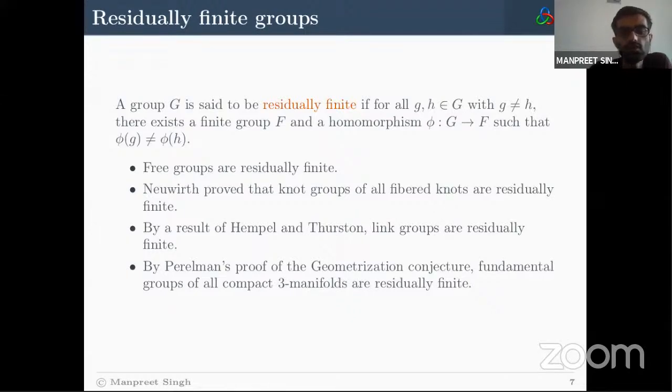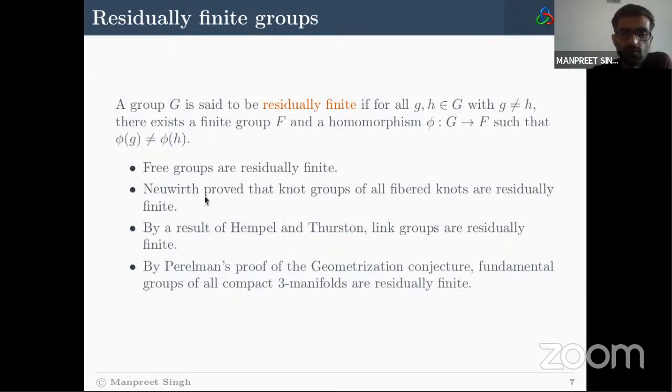Before going into the study of relatively finite quandles, I would like to say something about this property in the case of groups and how it is related to knot theory and low dimensional topology. We say a group G is relatively finite if for any two distinct elements in G, we can find a finite group F and a homomorphism from G to F such that the homomorphism distinguishes the images of the two elements. It is well known that free groups are relatively finite.